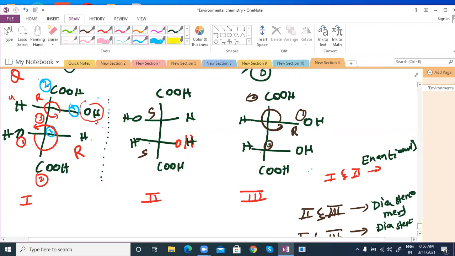Exactly opposite. Meso compound means opposite to each other. This is 1, 2, 3, clockwise, but the least priority is present at horizontal. So that's why this becomes S. So now we can see RR, SS, RS. We got it. Now I am going to give the final conclusion.